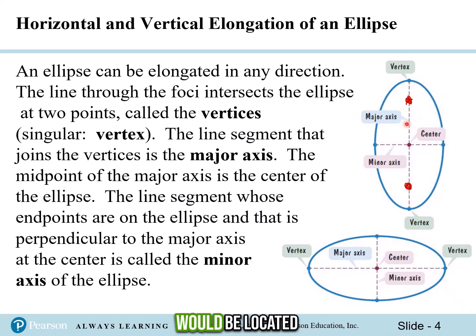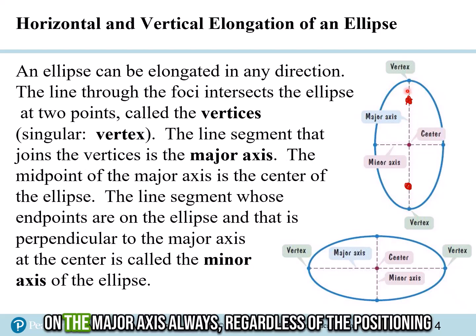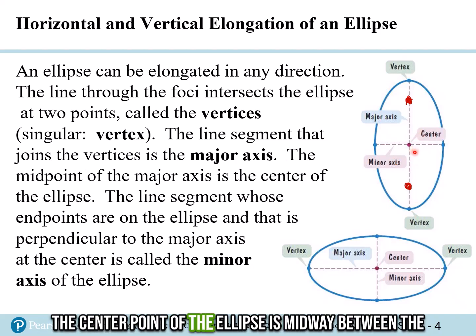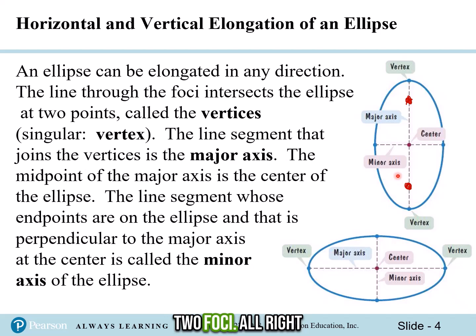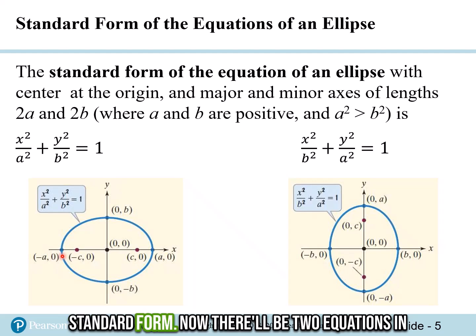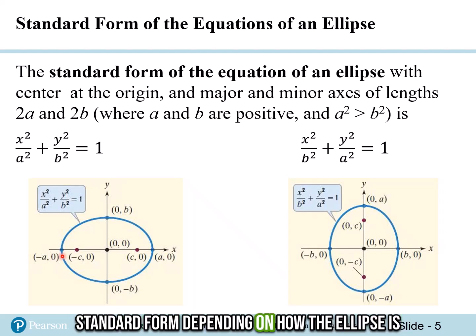The foci would always be located on the major axis, regardless of the positioning of the ellipse, vertical position or horizontal position. The center point of the ellipse is midway between the two foci. All right? We will now look at the equations of an ellipse in standard form. Now there'll be two equations in standard form depending on how the ellipse is positioned.